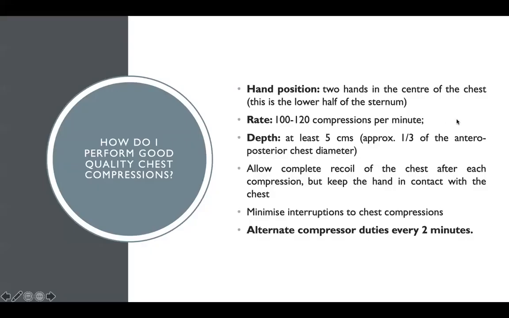So hand position: two hands in the center of the chest, which is the lower half of the sternum, 100 to 120 beats per minute, at least 5 centimeters, approximately a third of the anterior-posterior chest diameter. It's important to allow complete recoil of the chest after each compression, because if you don't allow the chest to recoil, the heart can't fill with blood, so you won't get a good cardiac output. As we said at the start, minimize interruptions to chest compressions and alternate the compressor duties every 2 minutes.